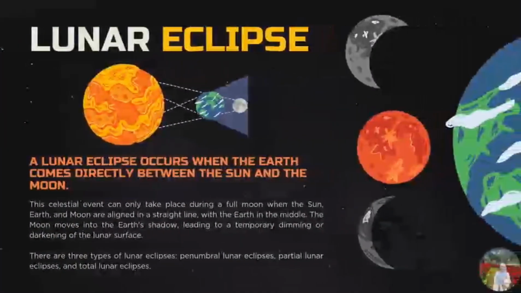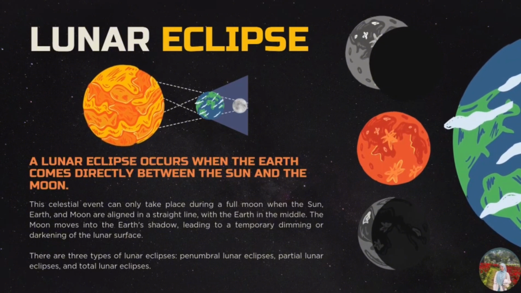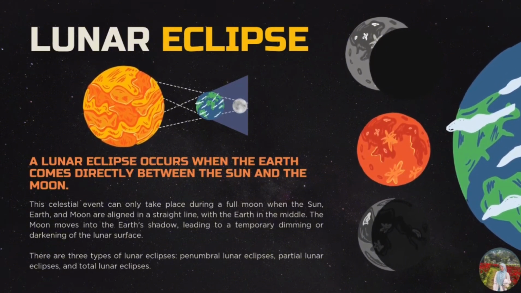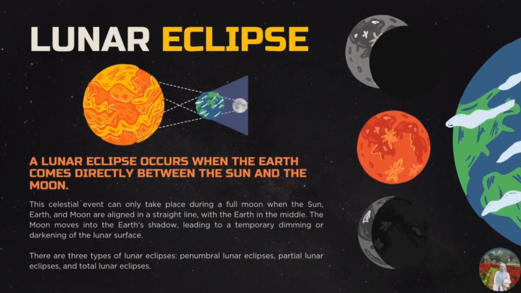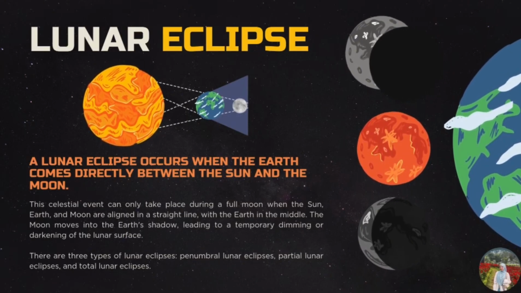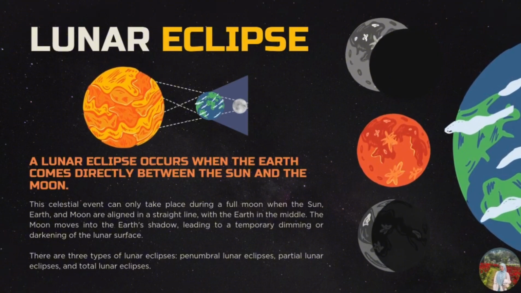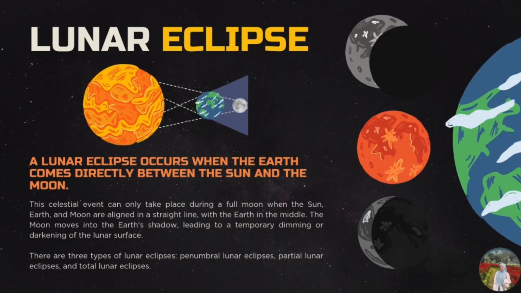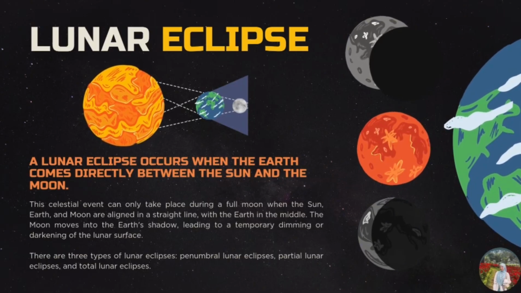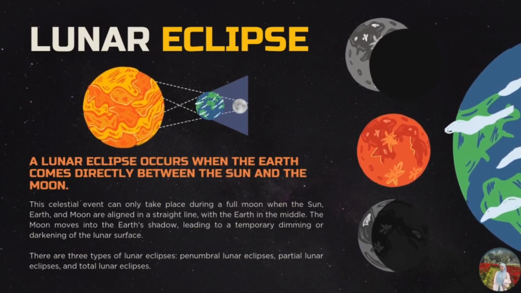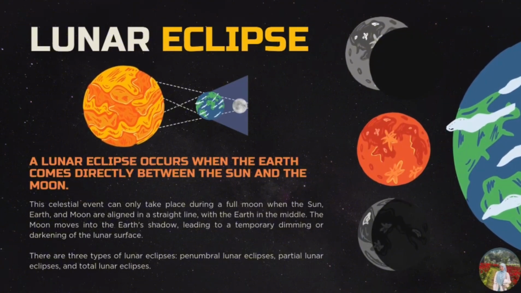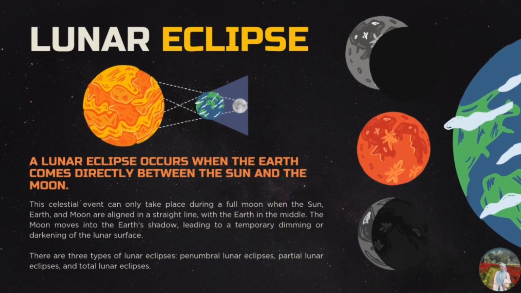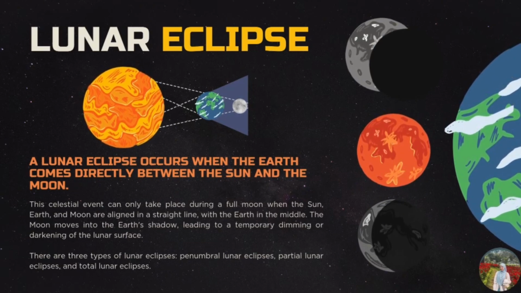Lunar eclipse. A lunar eclipse occurs when the Earth comes directly between the Sun and the Moon. This celestial event can only take place during a full moon, when the Sun, Earth, and Moon are aligned in a straight line with the Earth in the middle. The Moon moves into the Earth's shadow, leading to a temporary dimming or darkening of the lunar surface. There are 3 types of lunar eclipses: penumbral, partial, and total lunar eclipses.